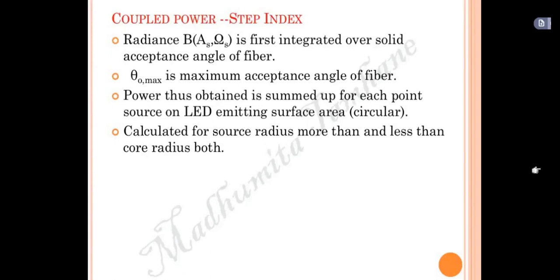Next, the power, if you want to obtain it, should be summed up for each point source on the LED emitting surface area, which should be in a circular form. That should always be in circular form in order to achieve this. Then it is calculated for source radius more than and less than the core radius. You can calculate for the source radius being more than the core radius, or less than the core radius. It can be both as well. Clear? These are the points we need to keep in mind for finding the coupled power for a step index fiber.